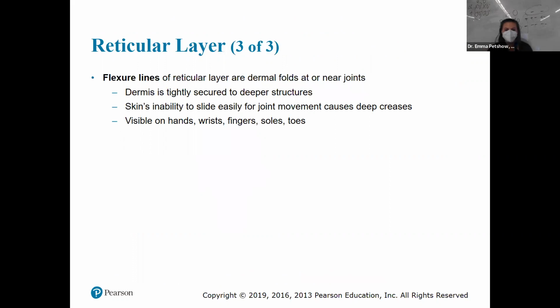Also in our reticular layer, we have flexure lines, which are dermal folds on your joints. That's how we can have these little lines like at our wrists. Those are dermal folds, and it allows us to have different movements, right? If our skin was so taut and tight at our joints, we wouldn't be able to move our joints because our collagen would be holding us in place. Because we have these natural folds in the skin, we're able to do these different motions without tearing our skin tissue every time.